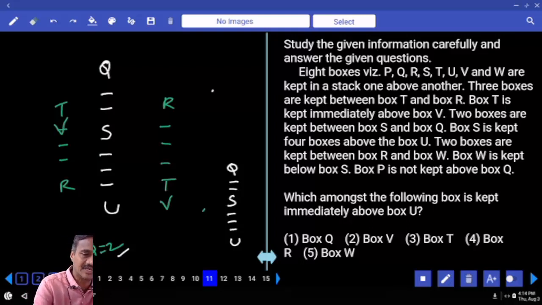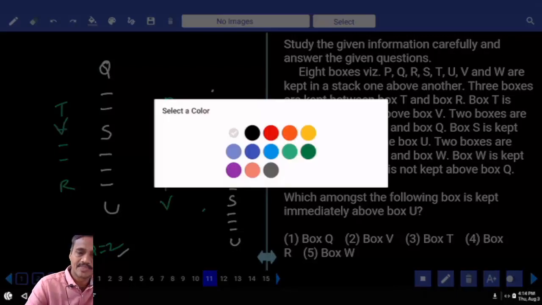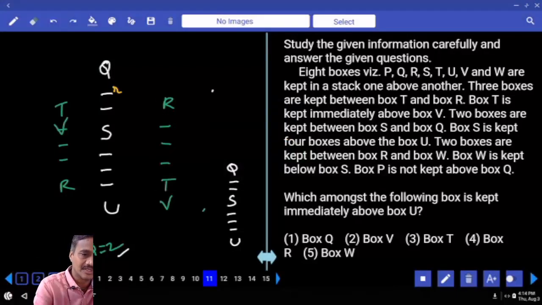Then tell me, can we have this R at this place? Can we place R here or not? If R is here, 1, 2, 3, then T is here, V will be here. Is it right? Then S and Q there are 2 and 3 boxes between T and R. Is it right?